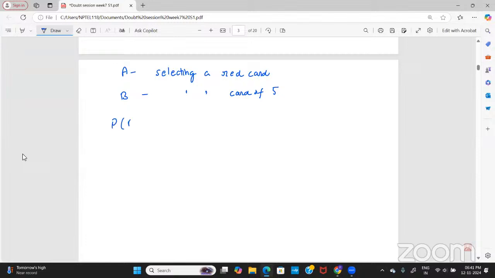So probability of A union B, we know it is probability of A plus probability of B minus probability of A intersection B. Probability of A is selecting a red card, so it will be 26 divided by 52, right? And probability of B will be 4 divided by 52, right?